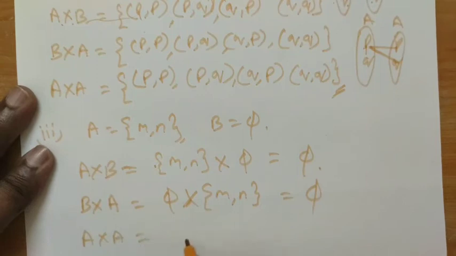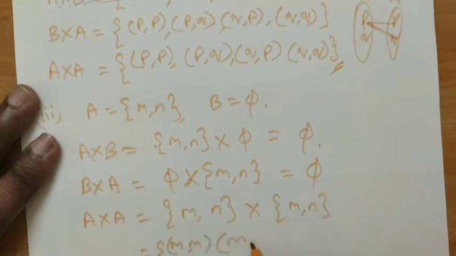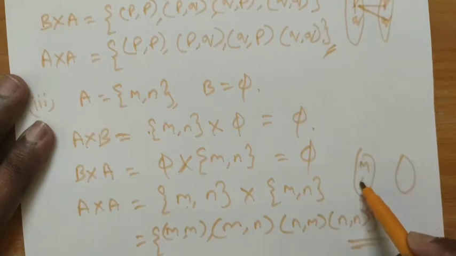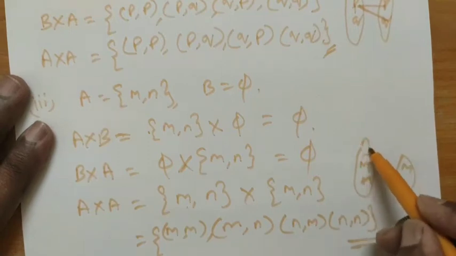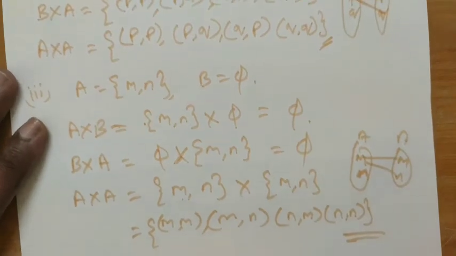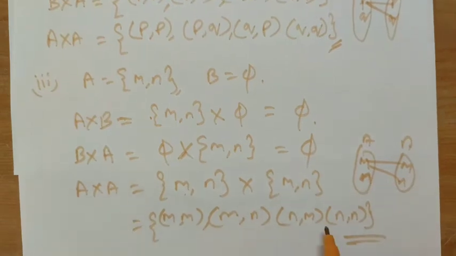Then A cross A is equal to the product of {M, N} with {M, N}. So M is mapping with M and M is mapping with N, M comma N, and then N is mapping with M and then N is mapping with N. This is A cross A. Or otherwise you just write it like this, M, N, that is A cross A. Now we can easily write the relations of the Cartesian product of A into A. So this is the third Roman number's answer.